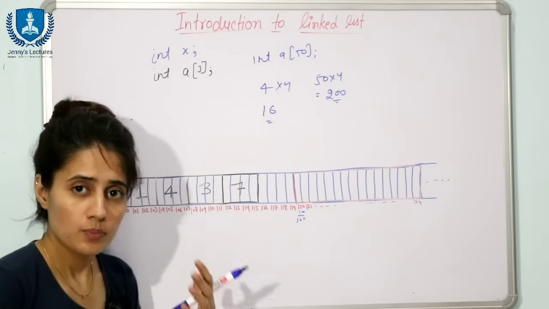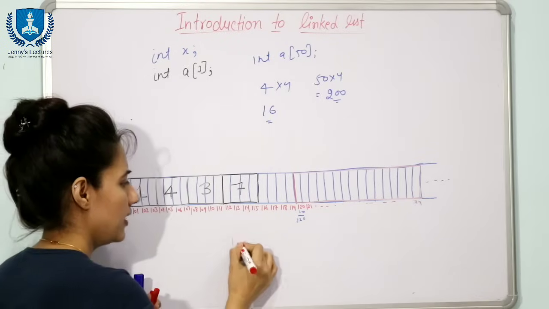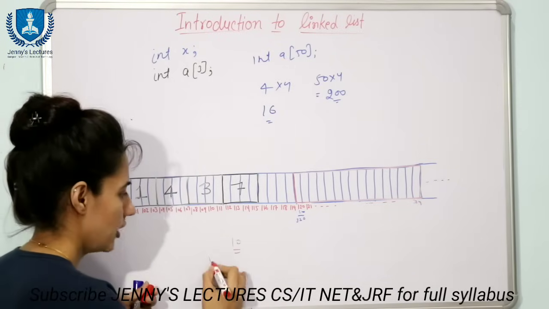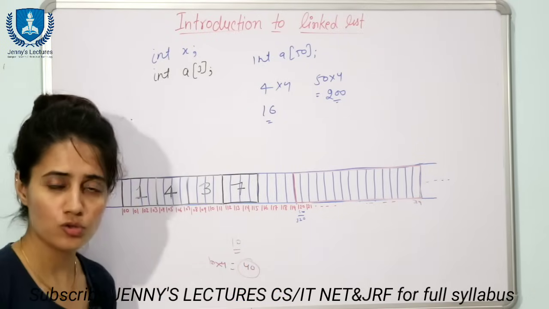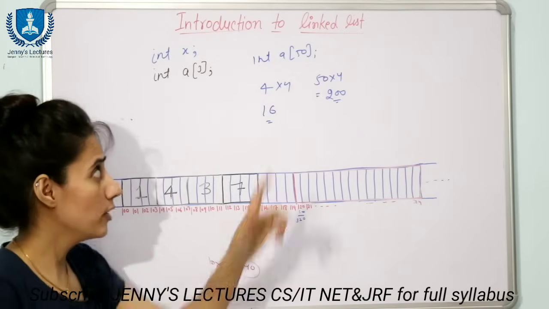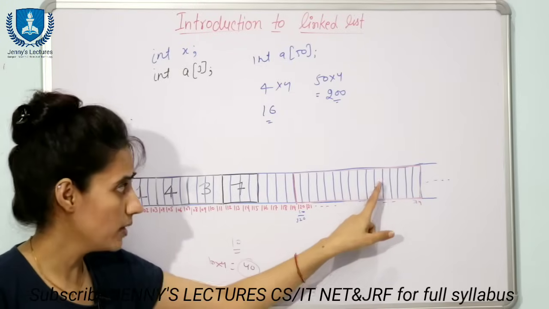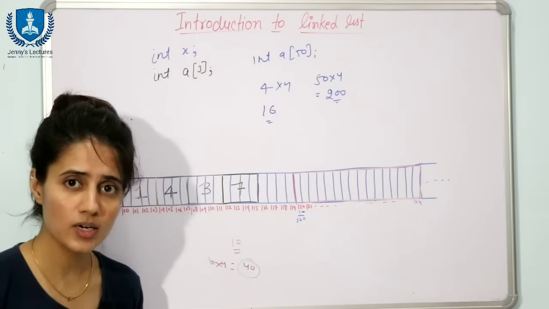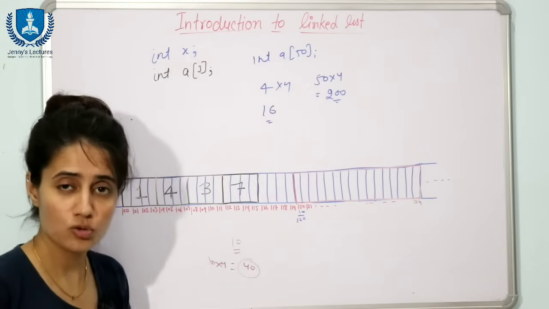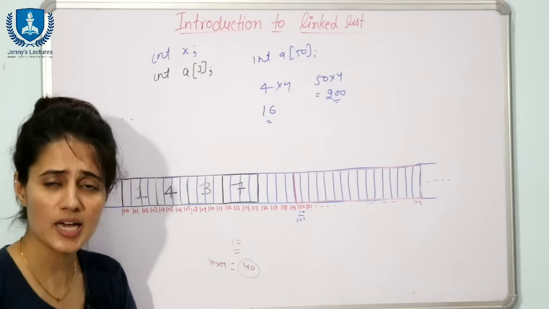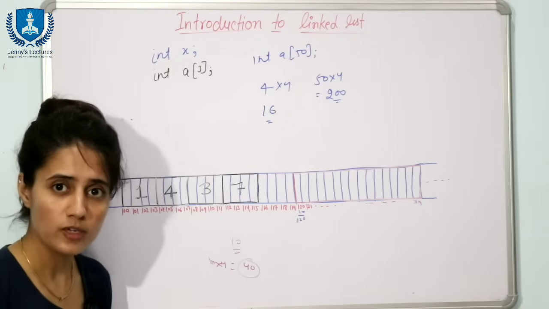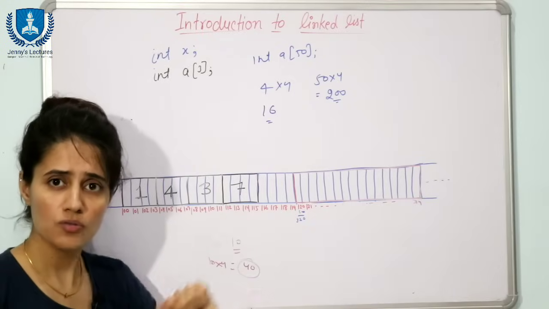But now suppose the programmer only needs to store a maximum of 10 elements. So this space is wasted, because he is going to use only 10 into 4, that is 40 bytes, the starting 40 bytes, right? And the remaining memory has already been allocated to this array, so the memory is not free. The memory manager cannot allocate this memory to another variable, but the programmer is not using it, so this is wastage of memory. This is the main drawback of arrays. Because of the fixed size, because the programmer has to give a fixed size for the array in advance at compile time only, there is wastage of memory in case of arrays.